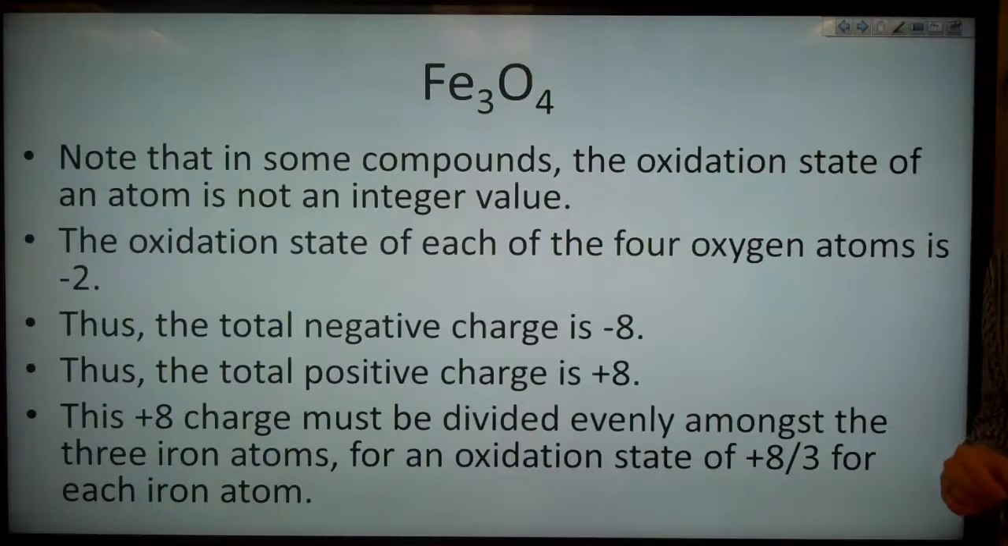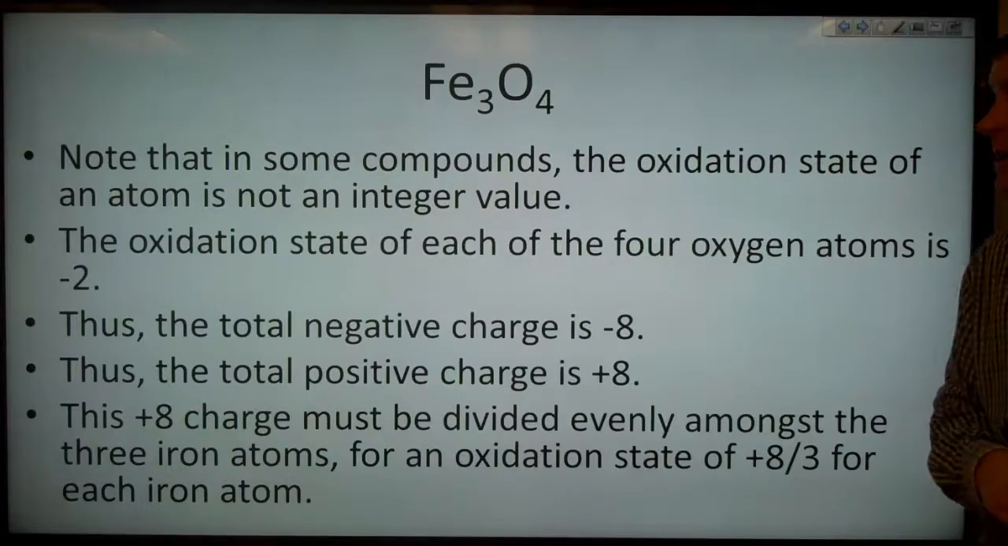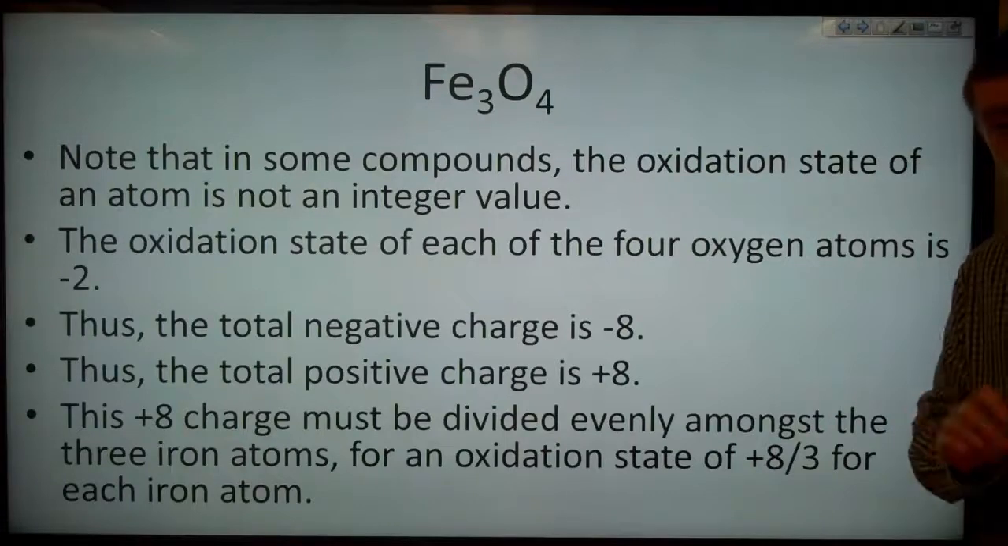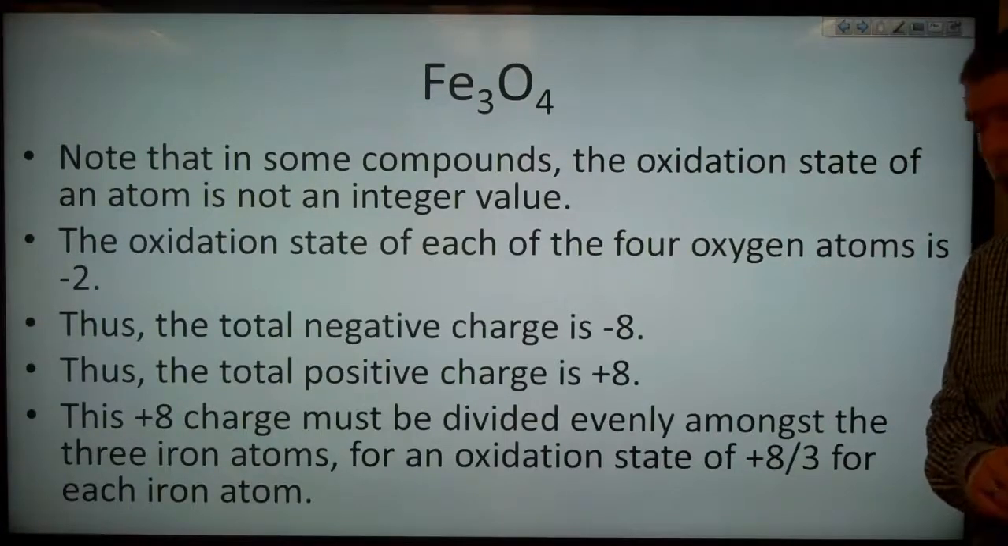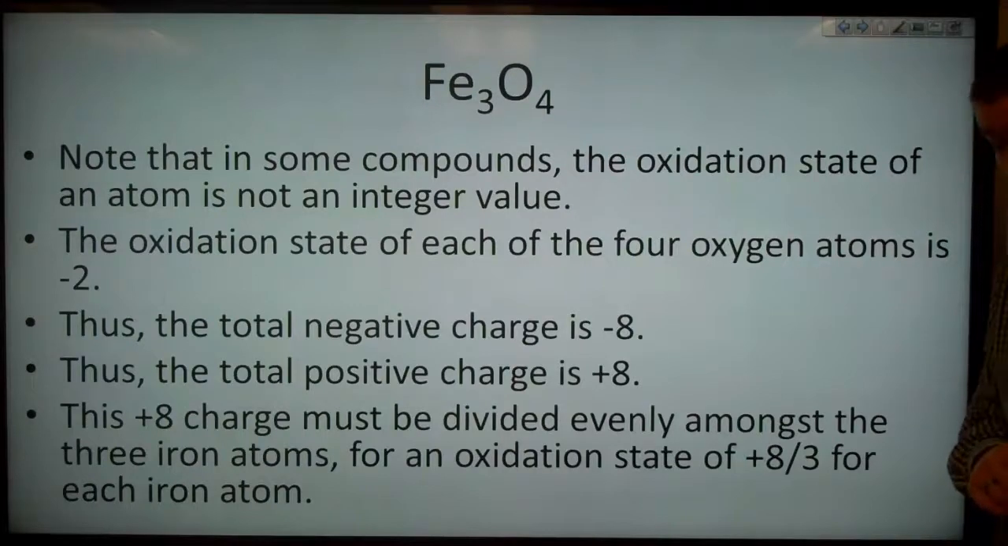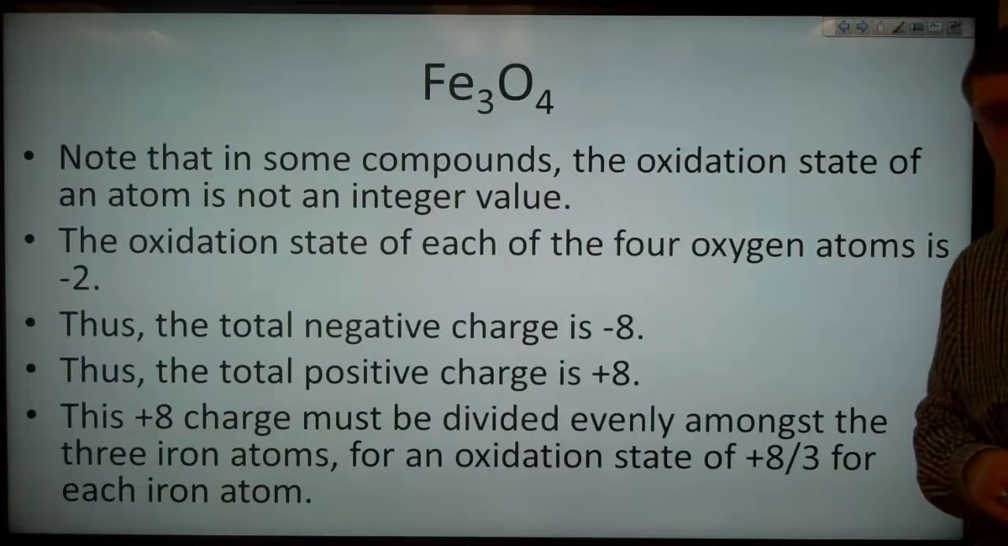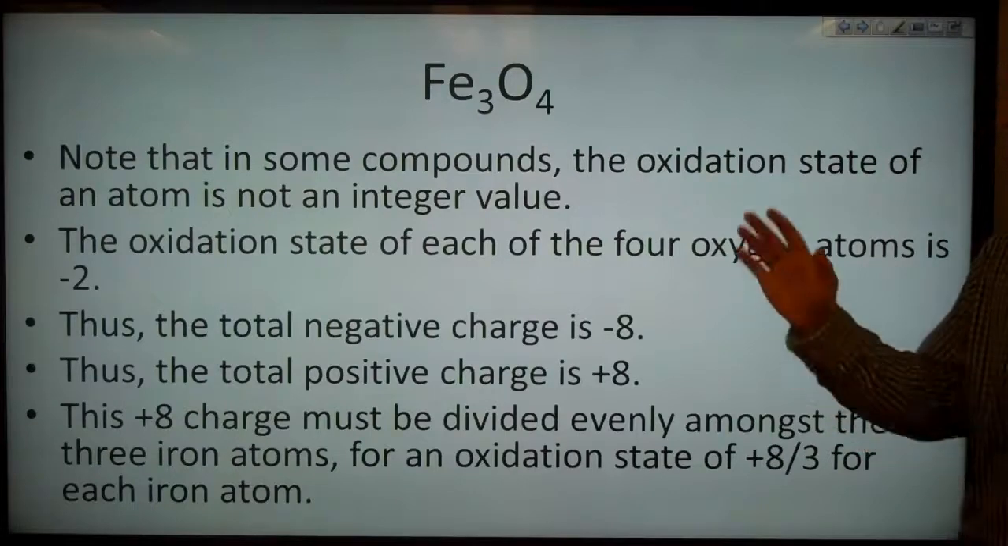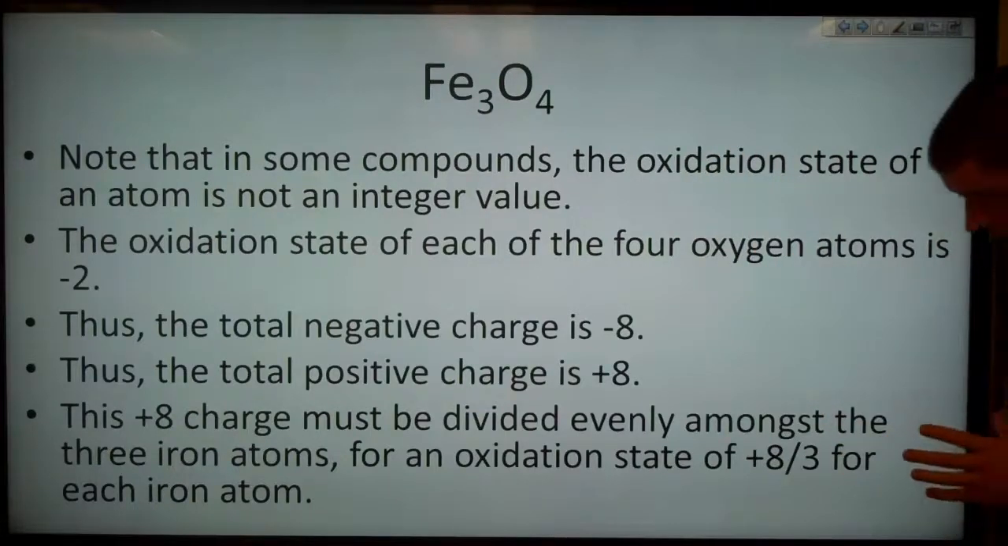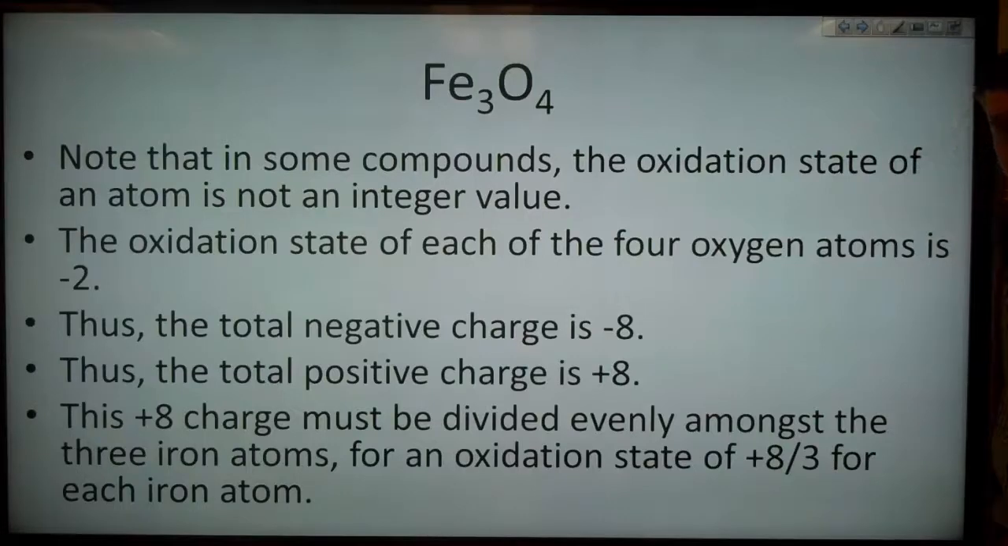But we have now +8 divided by 3. So we have an oxidation state of +8/3 for each iron atom. Now that's okay. We don't have to assign integer values to each of the 3 iron atoms, right? We don't have to say that 2 of them have a charge of +3 and 1 of them has a charge of +2. We can say that they each have an oxidation state of +8/3.